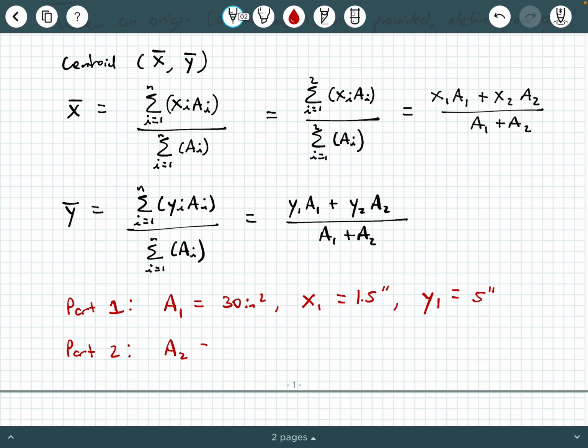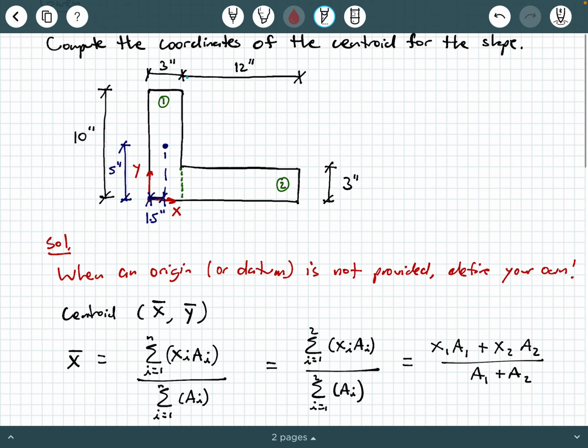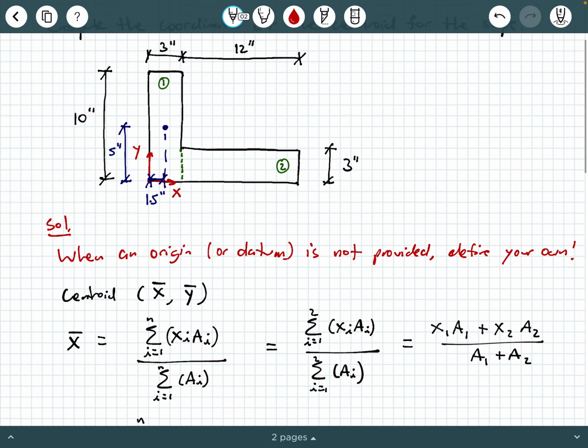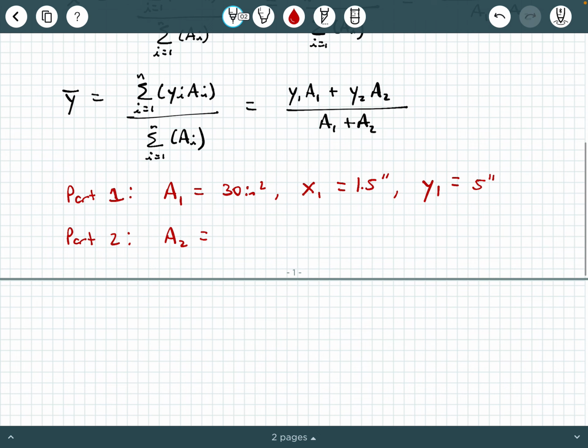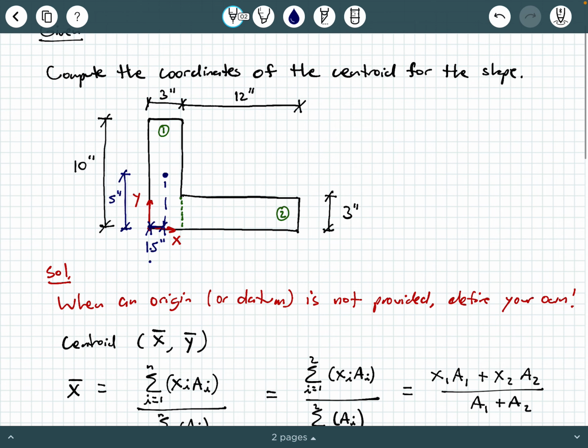Looking at part 2, we separated part 2 out as this rectangle, which if you notice is 12 inches by 3 inches. So the area of part 2 is 12 times 3, which is 36 square inches. What about X2? Well, again, X2 is the distance from the origin to the centroid of part 2. This is X2 right here.